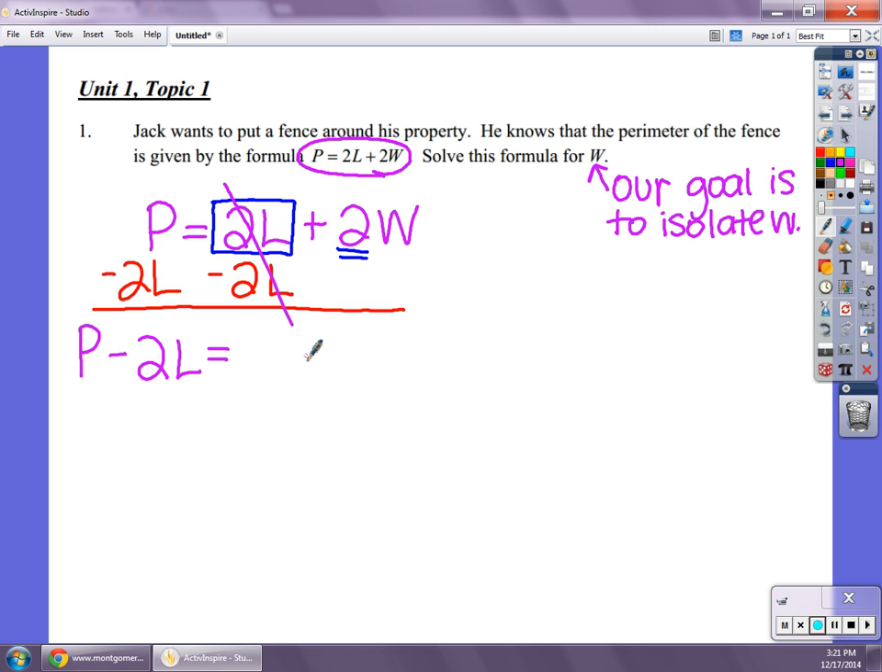Now on the right side of the equation, we have 2L minus 2L. So we have canceled those 2L's out. We're left with 0. And we are still left with 2W. Okay, so we have not gotten W by itself. We still need to deal with 2.